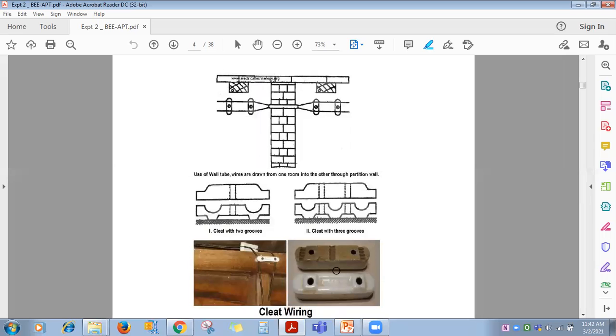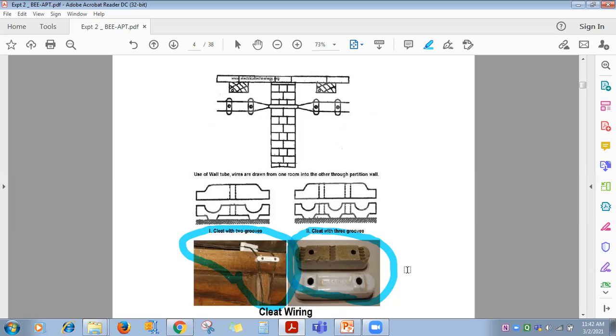So this one is called the cleat type of wiring arrangement. You can see here wires, meaning conductors carrying electricity, are insulated with insulating material. These wires are open. They are fixed with porcelain cleats to a wooden base or to the wall. As wires are open, this arrangement is not safe for permanent electricity supply.